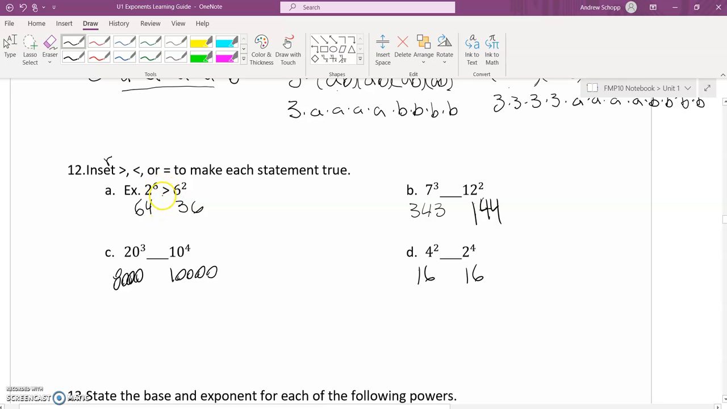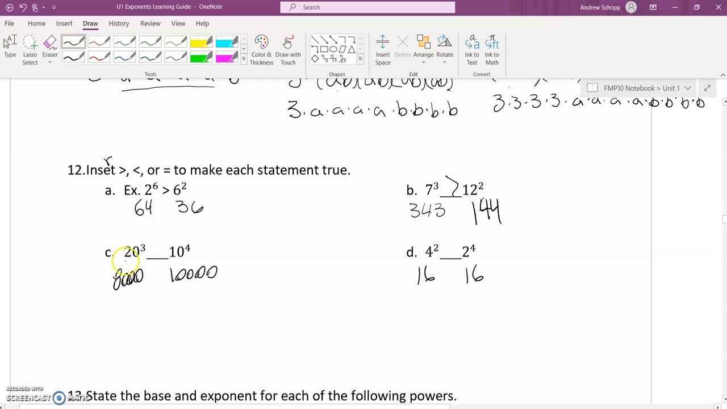If you're unsure about these greater than, less than, or equal to signs, you can just think of them as an alligator. The alligator always wants to eat the larger number. So that's the alligator's mouth. For b, 7 to the power of 3 is 343. 12 squared is 144. Therefore, 7 cubed is larger than 12 squared.